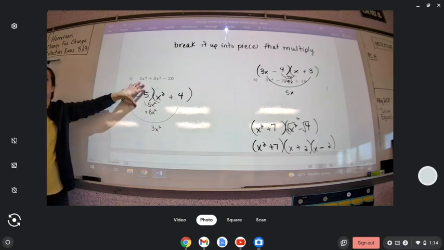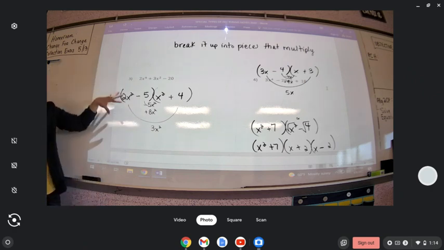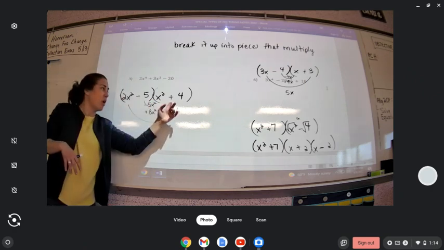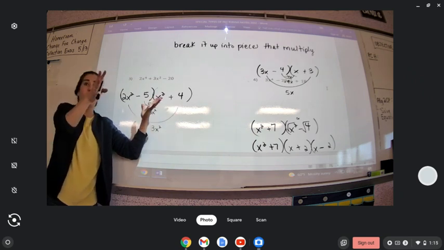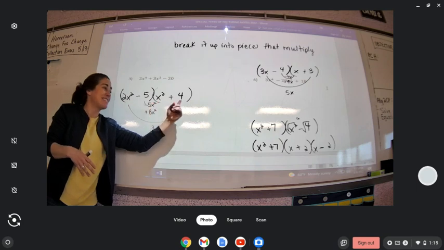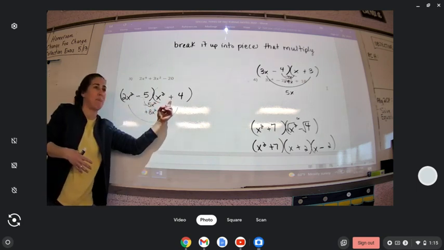This is not the difference of 2 squares. 2 is not a perfect square. 5 is not a perfect square. That is not the difference of perfect squares. This one, x squared, is a perfect square. This is x squared. This is a 4. Those are perfect squares. But guys, is it the difference of them?